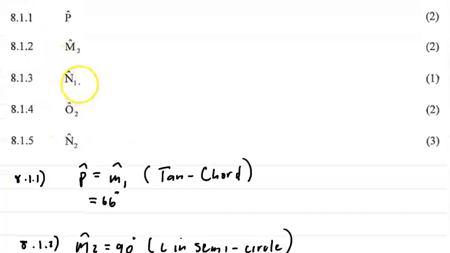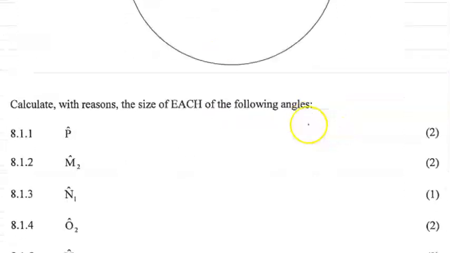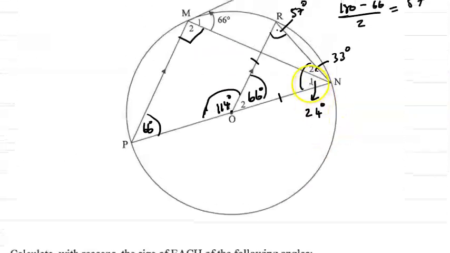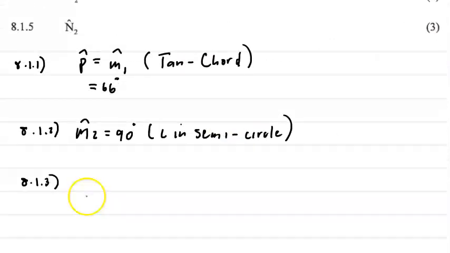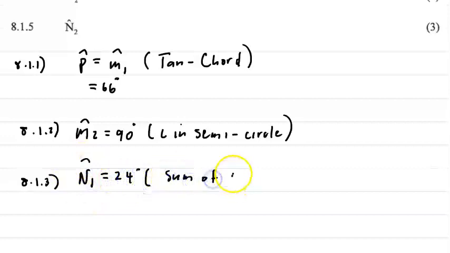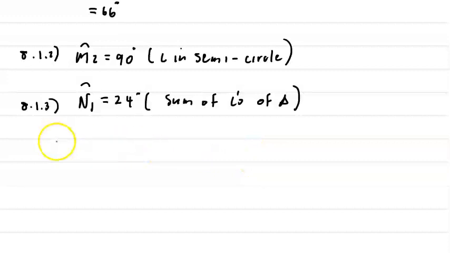And then 8.1.3, N1. So if you look here now, there's N1 here. So let's look at it. N1, remember, we found it using sum of angles of triangle. So therefore, we'll say N1 is equal to 24 degrees, sum of angles of triangle. If you want, you can show how you worked it out, but remember it's 2 marks, so they're just going to give us a mark here for the statement and the reason.